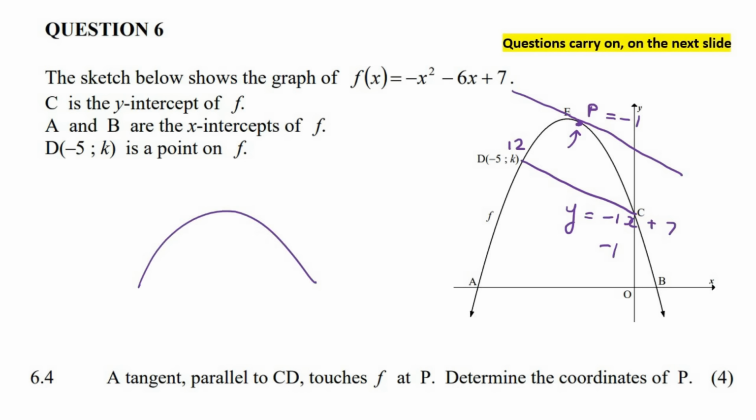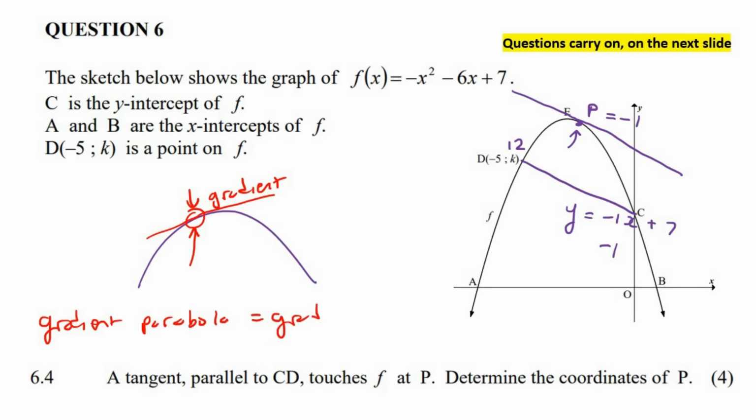And if you have a tangent, what do we know about the tangent and the graph? At that point of contact, they have the same gradient. So we can say that the gradient of the graph, or the parabola, is equal to the gradient of the tangent. How do we find the gradient of a parabola? Well, that's where grade 12 comes in. That's where we use the first derivative.